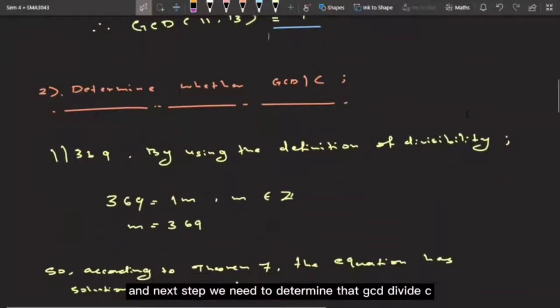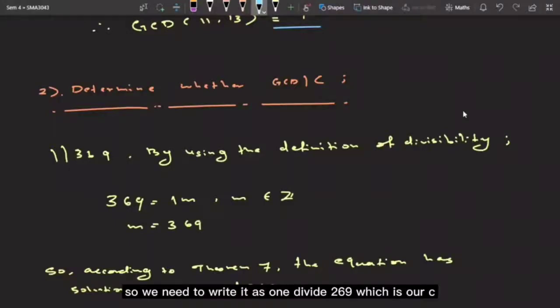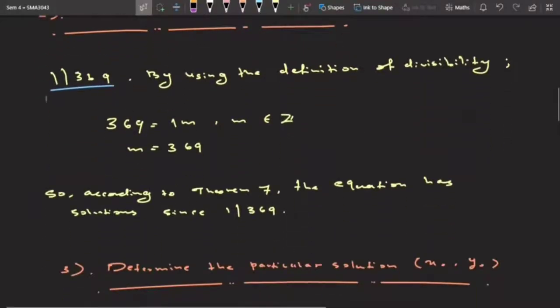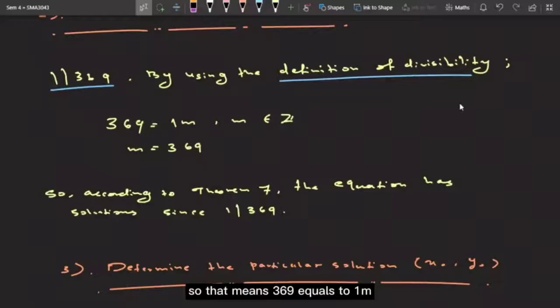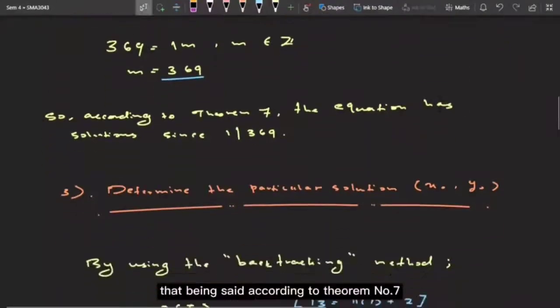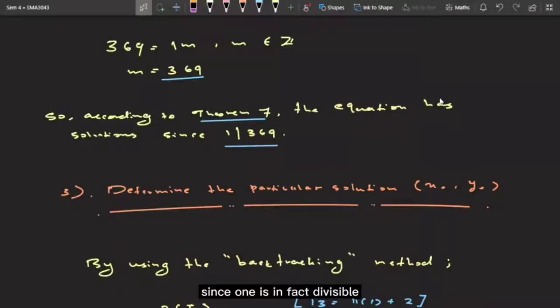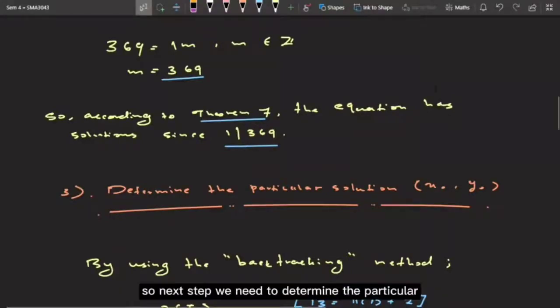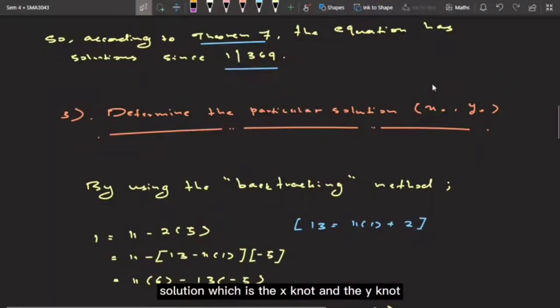And next step, we need to determine whether that GCD divides C. Now our GCD just now we found is 1. So we need to write it as 1 divides 369, which is our C. From here, we need to use the definition of divisibility. That means 369 equals 1m, where m is an element of the integers. So our m is equal to 369. That being said, according to theorem number 7, the equation has a solution since 1 in fact divides 369.